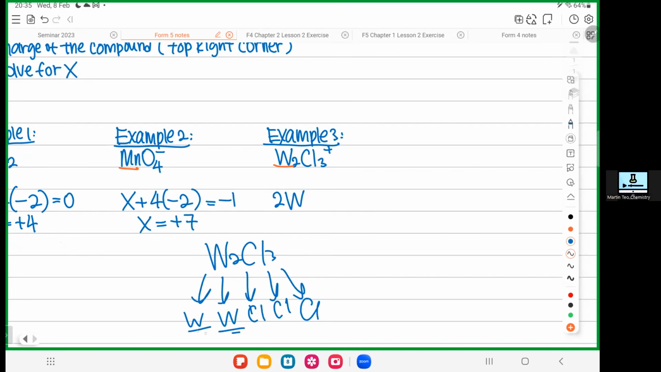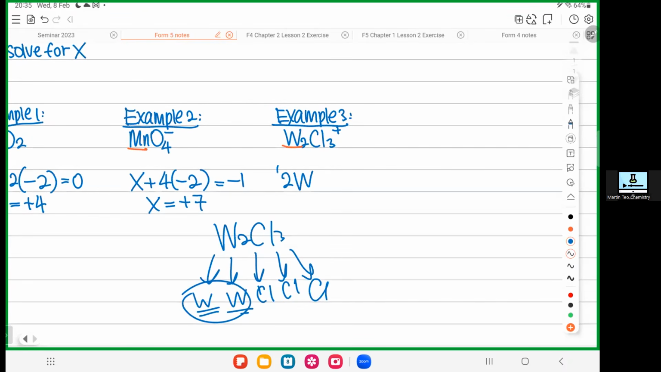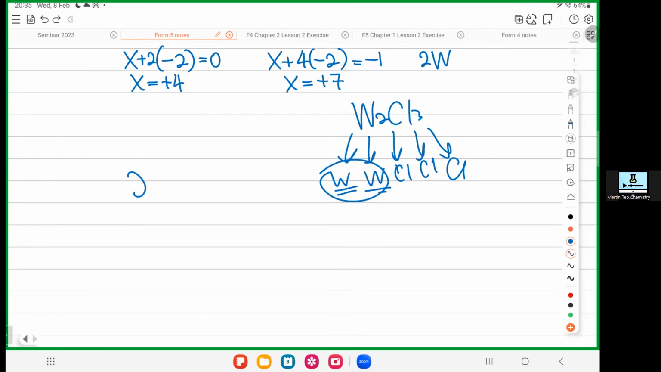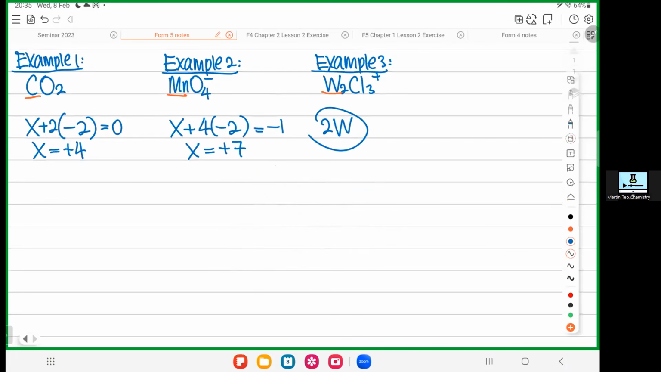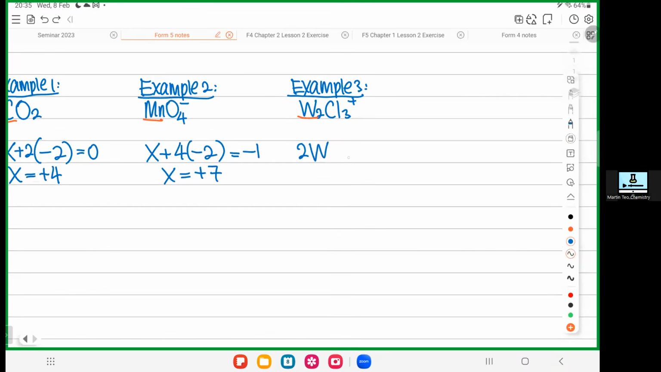You have 2 W. So when you do calculation, you always put the 2 in front here, just like when you do mathematics, 2x plus 3y, right? You never write x2 plus y3, right? When you do mathematics, isn't it? So that's why you have to be careful. So you have 2W here, and then add with chlorine.